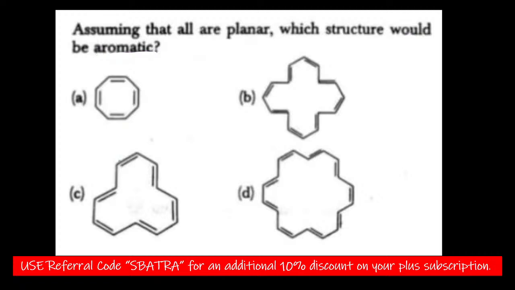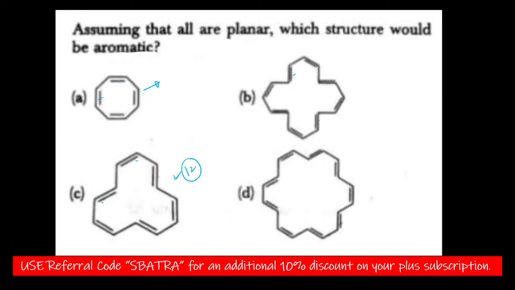Right, okay, good work all of you. The question is very simple. We have to find which structure would be aromatic. So 1, 2, 3, 4, 8 pi electrons. So this is your non-aromatic system. This is your anti-aromatic, but now the system would be non-aromatic. So this is 1, 2, 3, 4, 5, 6, then again 12 electrons. So it won't follow the 4n plus 2 system.